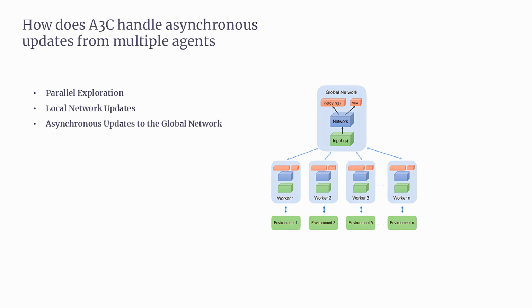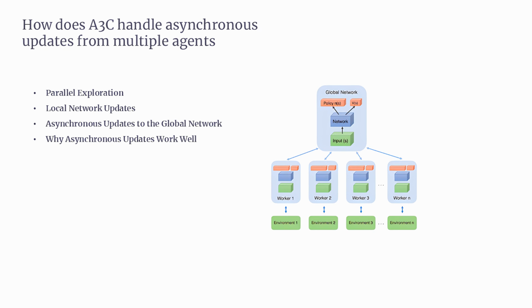All agents contribute to a single global network, which acts as the central brain of the system. Unlike traditional reinforcement learning methods where updates happen in sync, A3C allows each agent to update the global network as soon as it has new data. This means updates are happening at different times, reducing the risk of agents making similar mistakes. Once an agent updates the global network, it resets its local copy to match the latest global parameters. This way, every agent benefits from what others have learned.